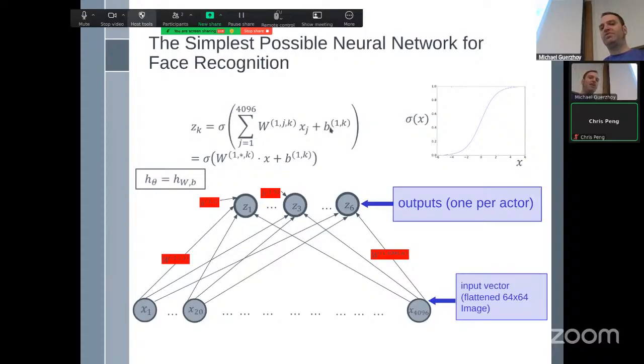You also have a b term that's plugged in here that also goes into this. Is there anything interesting happening at noon or something?